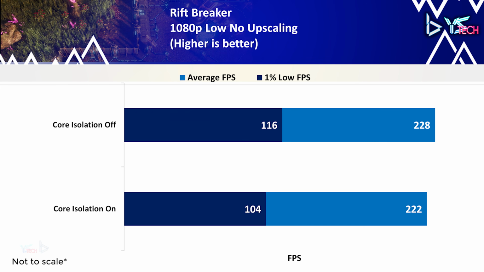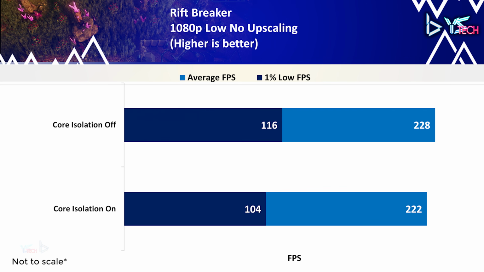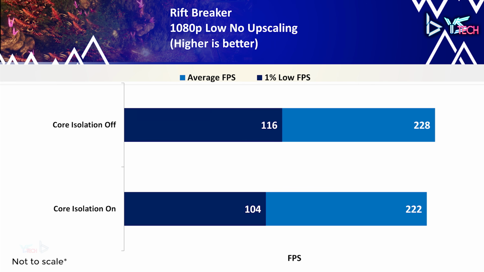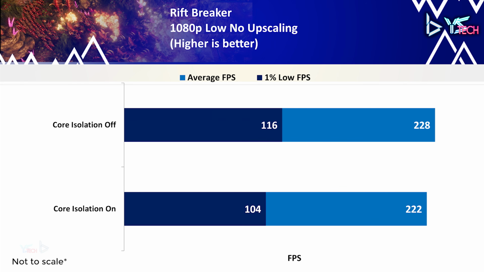As we can see, with our percentage difference for average FPS, it was 3%, but our 1% lows had a percentage difference of 10%.